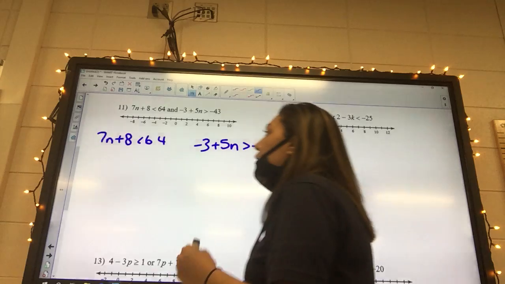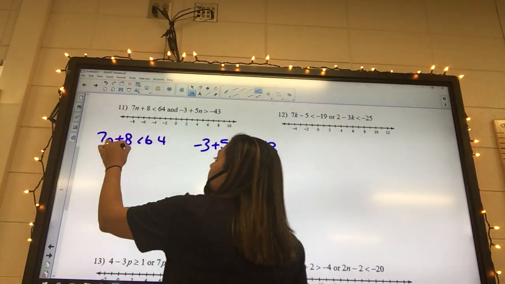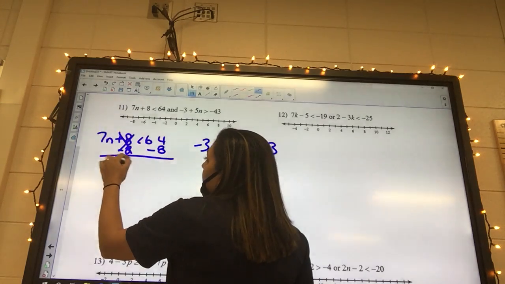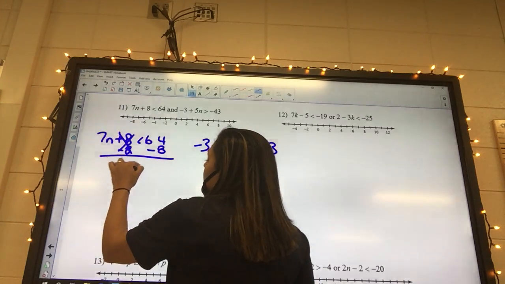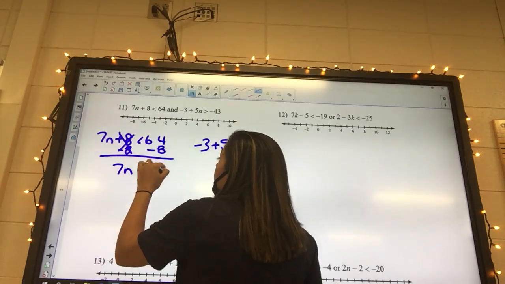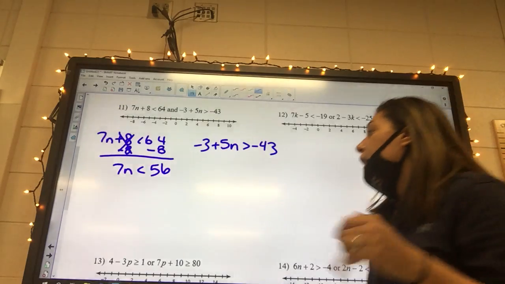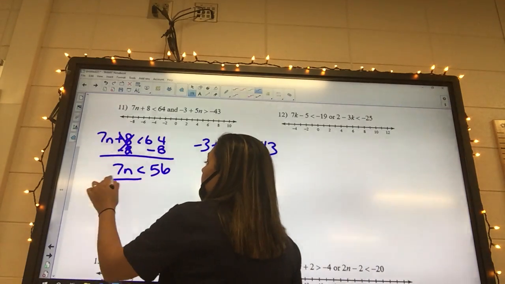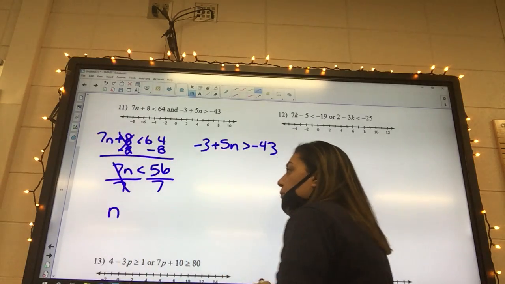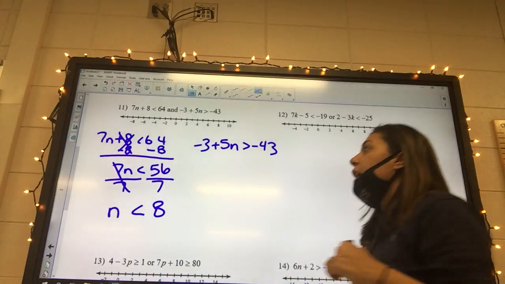Okay, who's the kid in here? Who do we need to move first? The 8. So we're going to say minus 8, minus 8. 64 minus 8? 56. Yeah, it's 56. Okay, and then our last step is going to be to do what? Divide by 7. Do we need to flip? No. Okay, so the next one.